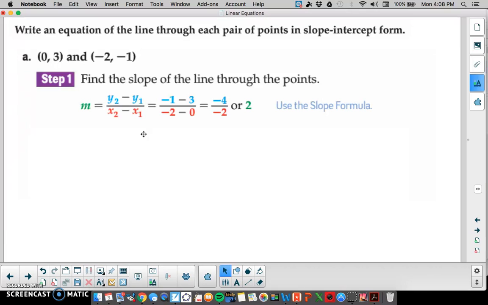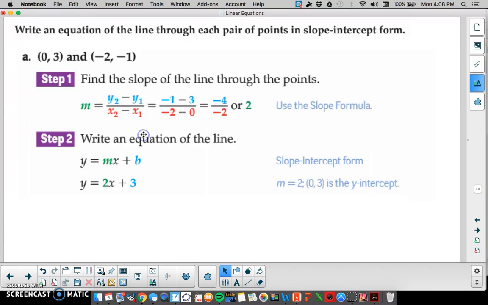Now that we have the slope, we can plug in a slope and a point. Notice, however, that they gave us the point (0, 3). When we have that point 0, comma, a value, that's actually our y-intercept. So they gave us our b value. So y equals 2x plus 3 is our equation.